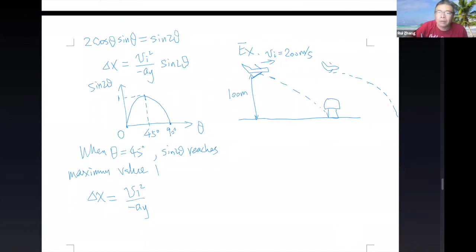Maybe let's change it. 200 is maybe too big. Let's use 150, so 150 meters per second horizontally. Now there are two questions I want to ask.